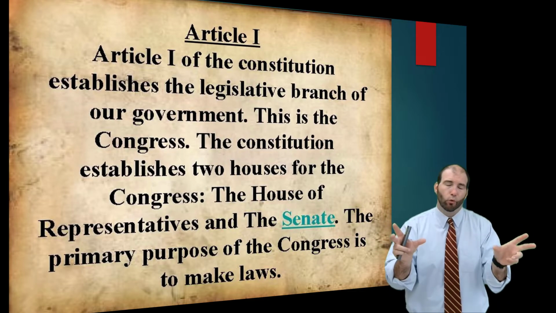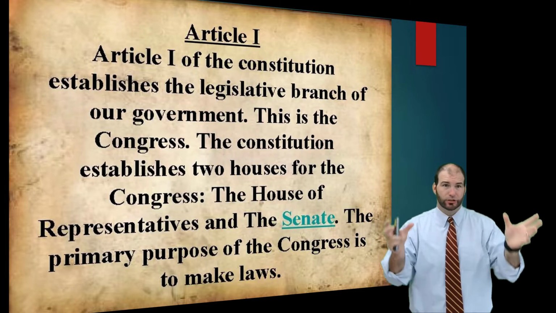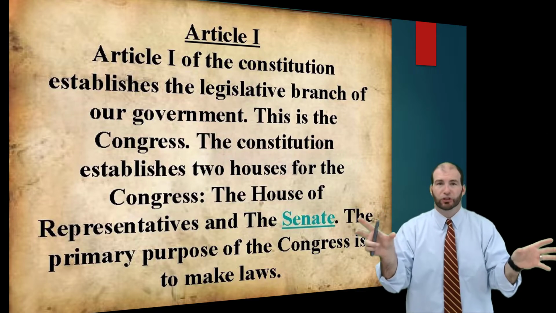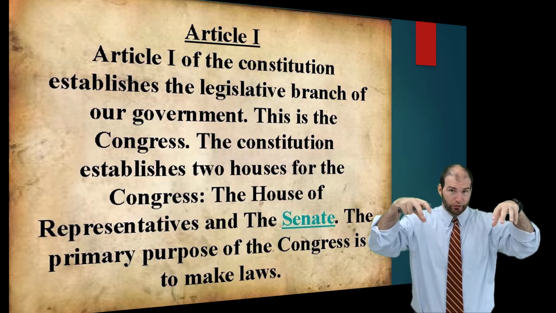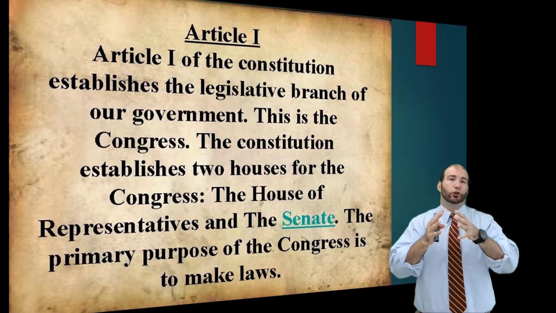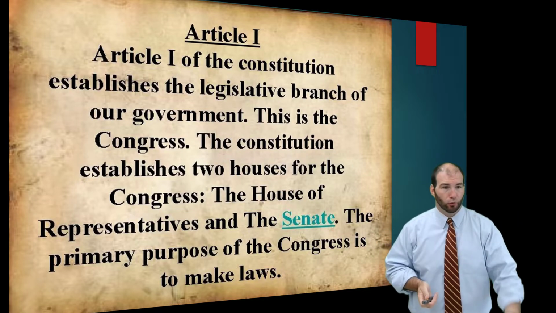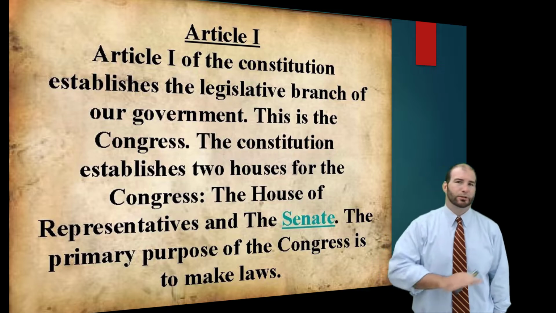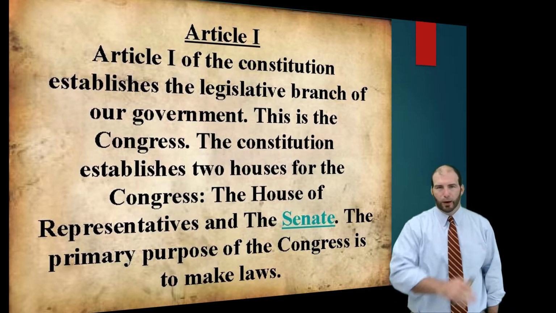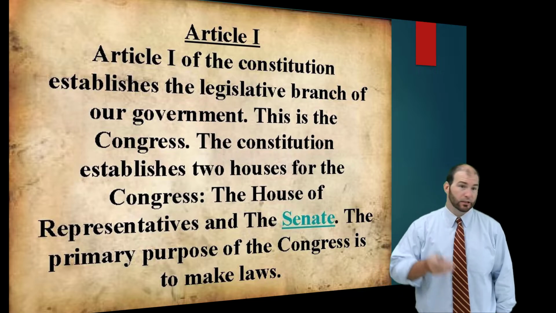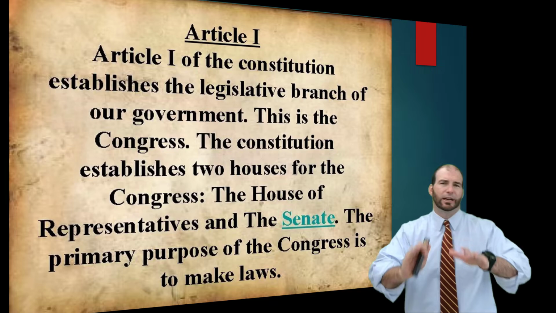In order for anything to happen, these 2 groups of elected officials, and this is a unique group, they actually have to agree in order for anything to move forward. So the House of Representatives and the Senate, this is all spelled out in Article 1. The primary purpose of Congress is to make laws. Now, they do have a couple other things. We're going to talk about that here today as well.